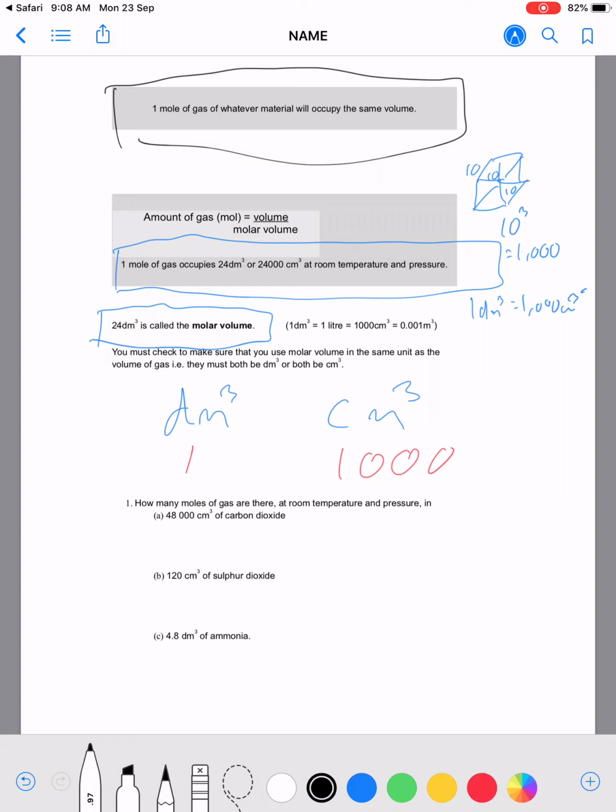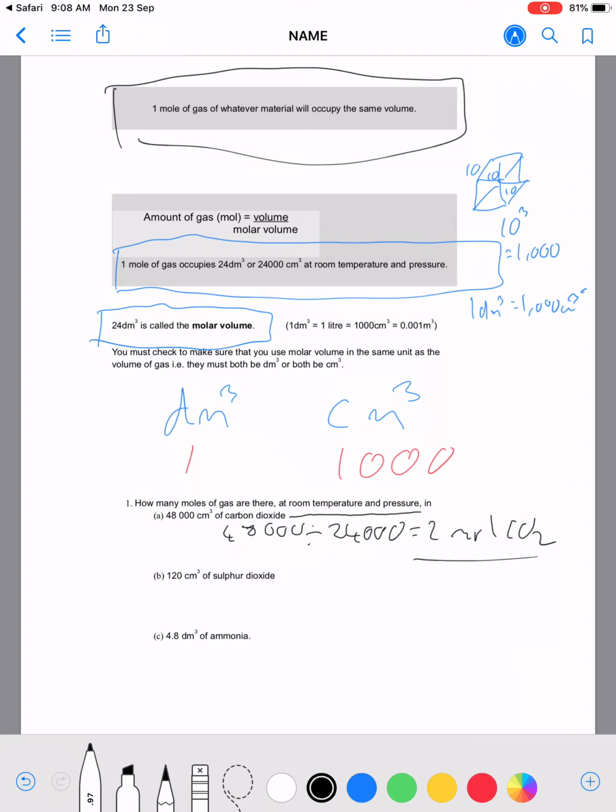So here we have a problem. How many moles of gas are there at room temperature and pressure in 48,000 cm cubed of carbon dioxide? At room temperature and pressure, we don't have to worry about that too much at GCSE. Certainly for IB standard level, you would have to worry about that, but I'll save that for a separate video. So it's going to be 48,000 divided by, well, the molar volume in cm cubed is 24,000. So that will be 2 moles of CO2.